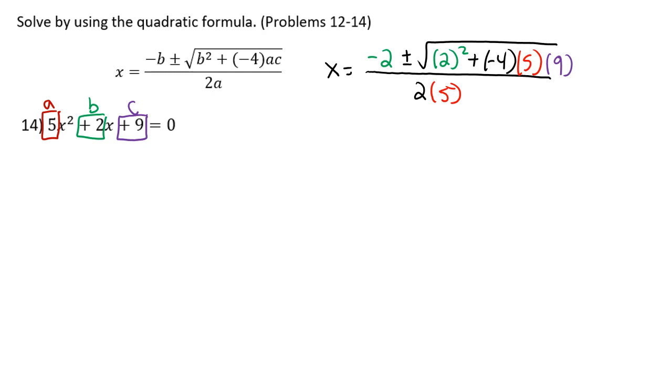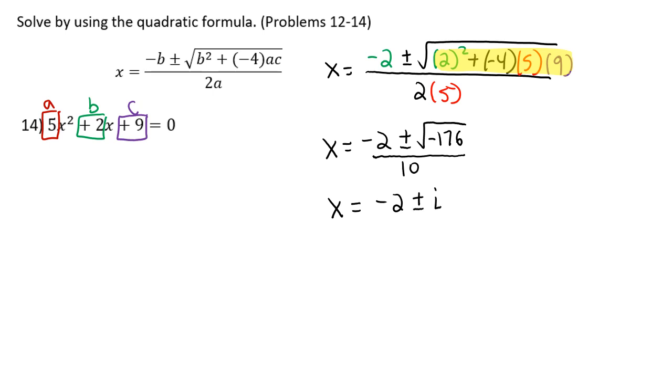Once again, we're going to type everything underneath the radical sign into the calculator. So we'll have x equals -2 plus and minus the square root of -176 all over 10. Now inside that square root, you will notice that we have a negative sign, which tells us we have an imaginary answer. So we're going to have -2 plus and minus i square root 176 all over 10.